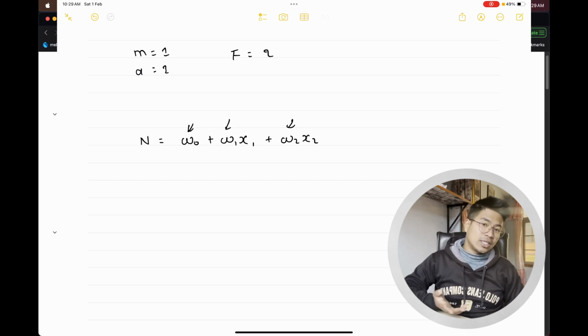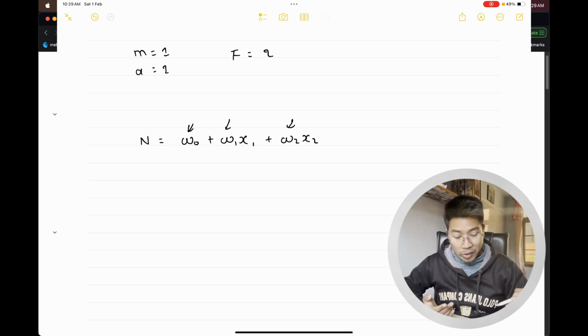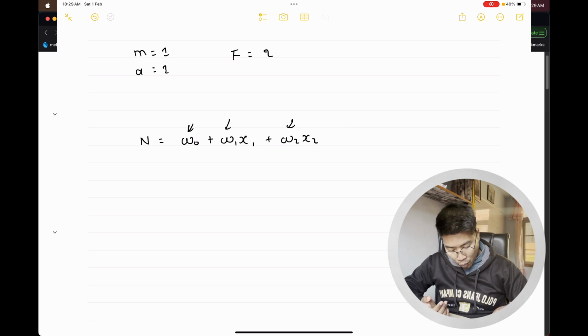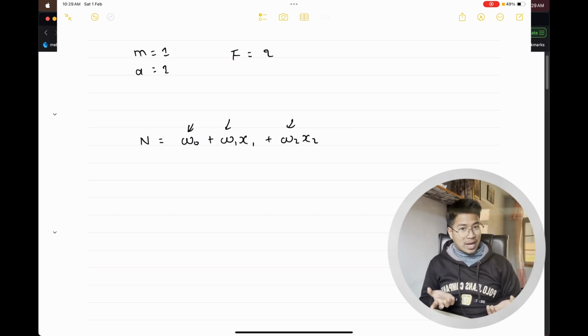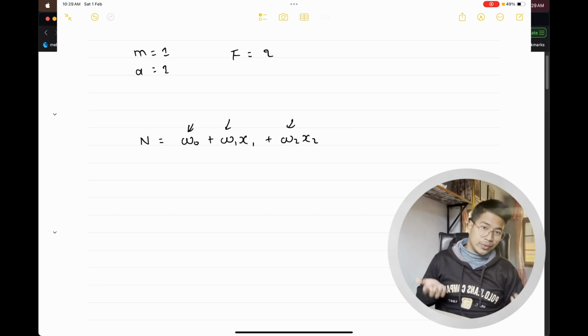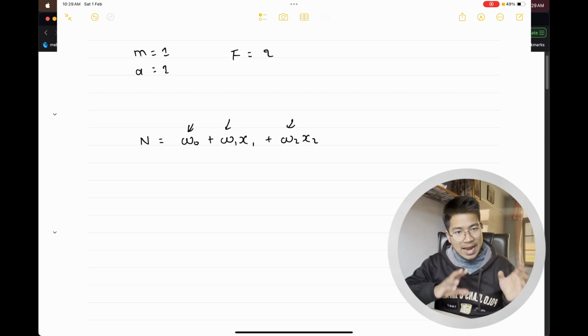Then what should be the initial values for this w0, w1 and w2? What it should be, we don't really know, so we just assign it random values. That's what we do in the start.